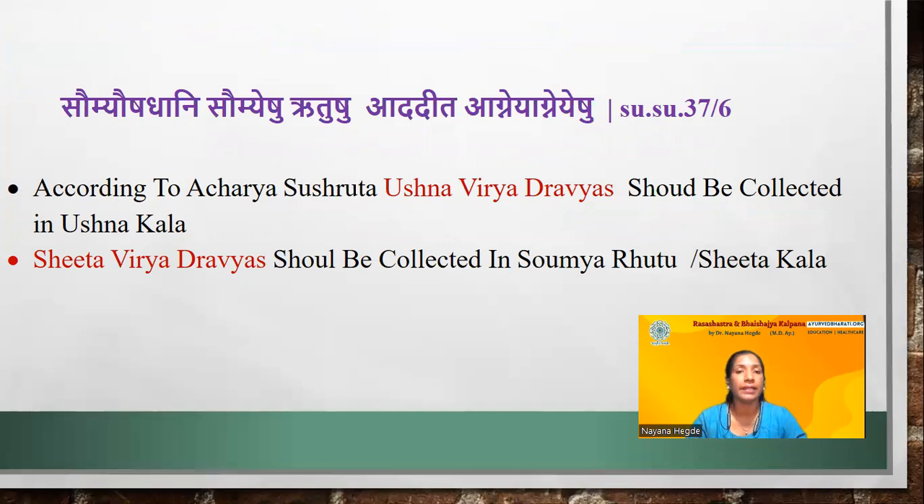Next is Saumya Aushadhani and Ushna Aushadhani. Saumya Aushadhas are collected in the Saumya Rutu and Ushna Aushadhas should be collected in the Ushna Rutu. Means Saumya Aushadhani Saumyeshu Rutushu Adadita Agneya Agneyeshu. Means according to Sushruta, Ushna Virya Dravyas should be collected in the Ushna Kala, and the Sita Virya Dravyas should be collected in the Sita Kala.